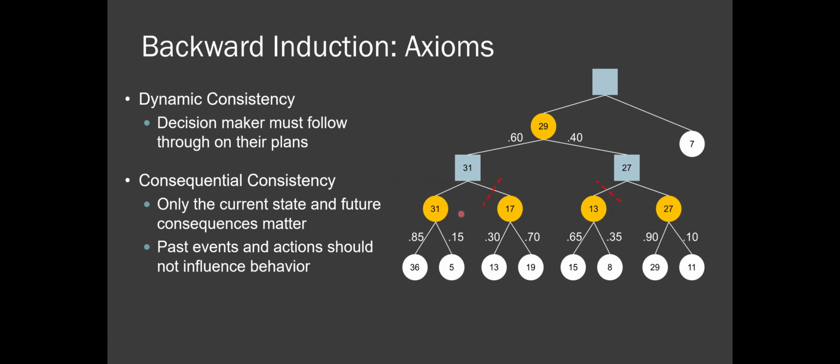Another axiom is that of consequential consistency, which says only the future consequences should affect us. And this is essentially a byproduct of working backwards through the tree and not having access to the past.